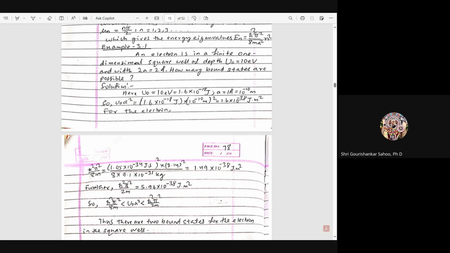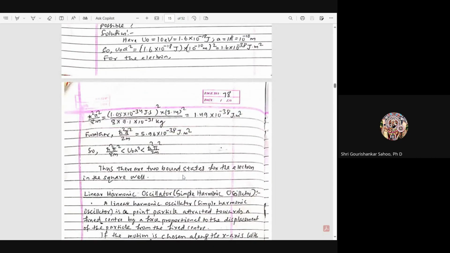So you know that h cross square pi square by 8m is smaller than or equal to U0 a square, which is smaller than or equal to h cross square pi square by 2m. So there are only two bound states for the electron in the square well. Are you getting it?